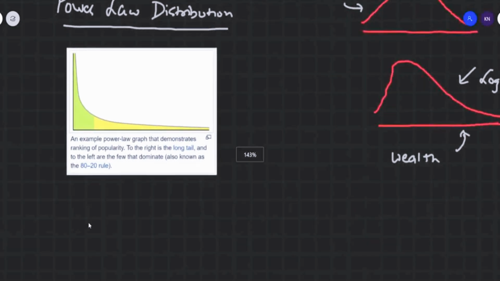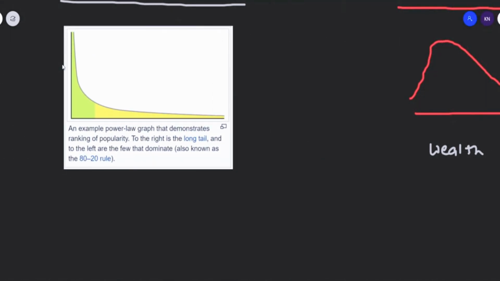First of all, let's focus on this particular diagram, guys. A power law distribution usually looks something like this. You always need to remember one very important thing, that is your 80-20% rule. If you really want to understand what this 80-20% rule is, first understand that the distribution looks something like this.